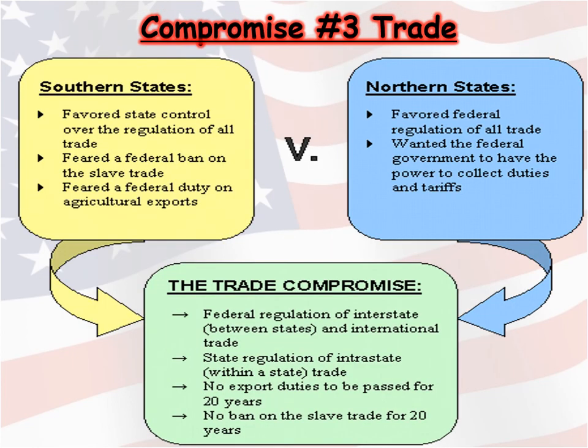Let's talk about trade. We also have a little compromise on trade during this time. You see, southern states wanted these states to have control over the regulation of trade. They liked how that worked in the Articles of Confederation. They were also very concerned of a federal ban on the slave trade and how much tax they would have to pay on agricultural exports. So they wanted the government to butt out of trade.